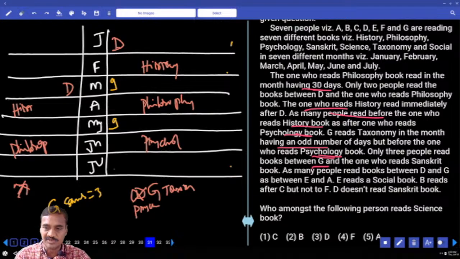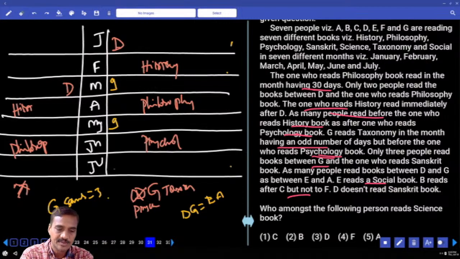As many people between D and G as between E and A. Now D and G, and E and A. E reads a social book. Now E is what? Social. B reads after C, but before F. And C, B, F must be in this order. D does not read Sanskrit, so D Sanskrit is ruled out. As D Sanskrit is ruled out, hence G is also fixed, or not? G must be in the month of March.